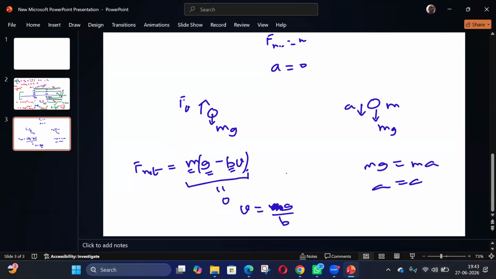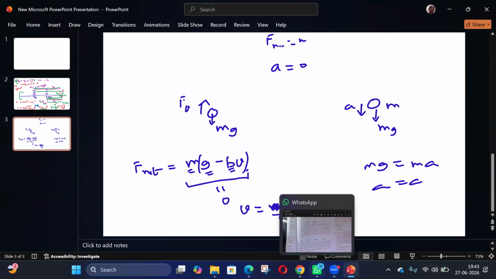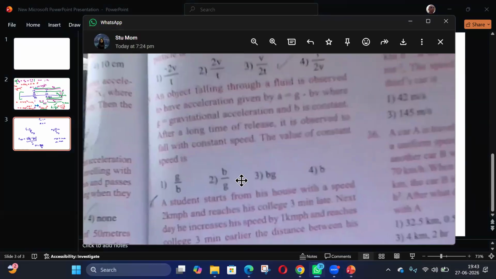The thing you have to understand is that when the net force is zero, it will stop accelerating. Sorry, after that, the velocity will be constant. So for the net force to be zero, mass into acceleration has to be zero. That means acceleration has to be zero. From that, the velocity is this one. Clear? This is the concept of terminal velocity.